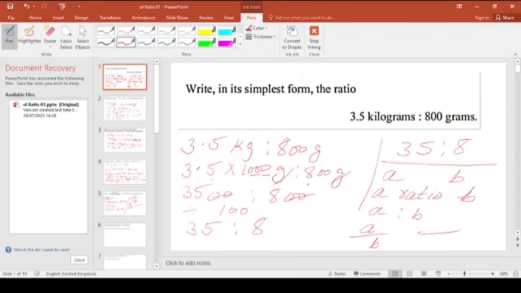So this is our basic question on ratio and our basic concepts on ratio. In the next lecture we will further solve advanced questions on ratio.